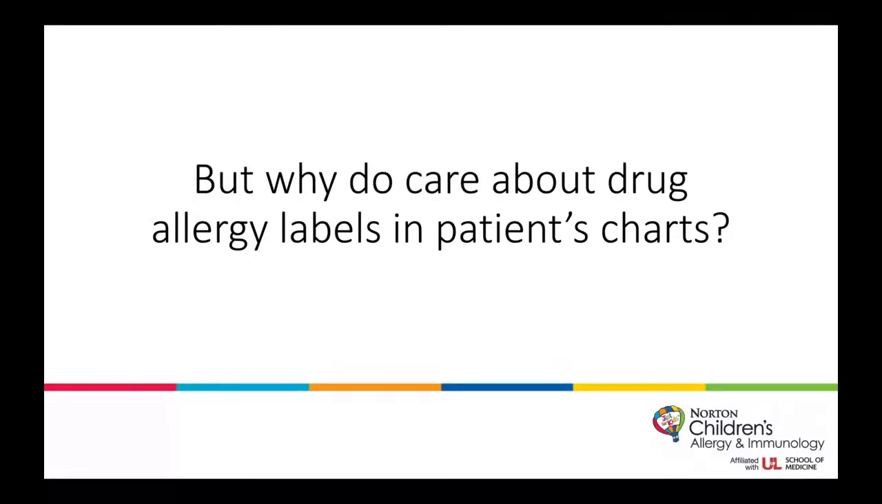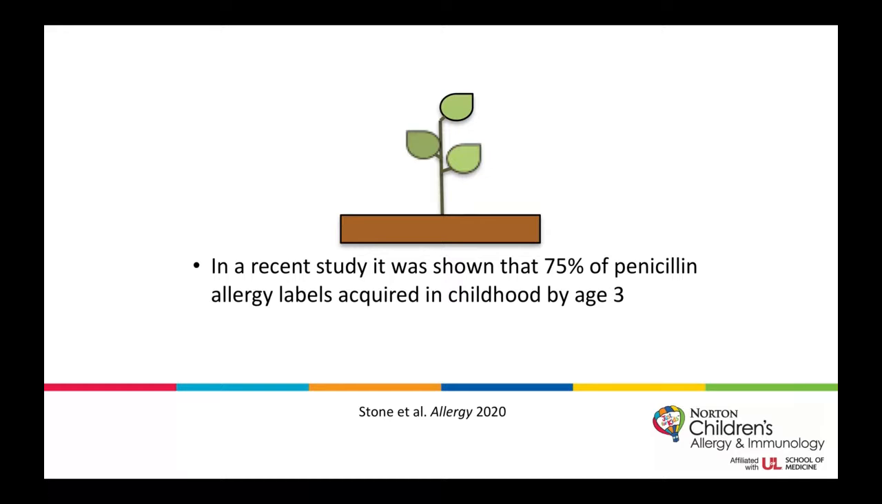But why do we care so much about drug allergy labels in patients' charts? Well, it can be estimated that 75% of penicillin allergy labels are acquired in childhood, and it's acquired by 3 years of age. Most labels are inaccurate. So whenever you see a drug allergy label, it could be reflective of intolerances, side effects, family history. Very rarely is it a true drug hypersensitivity.